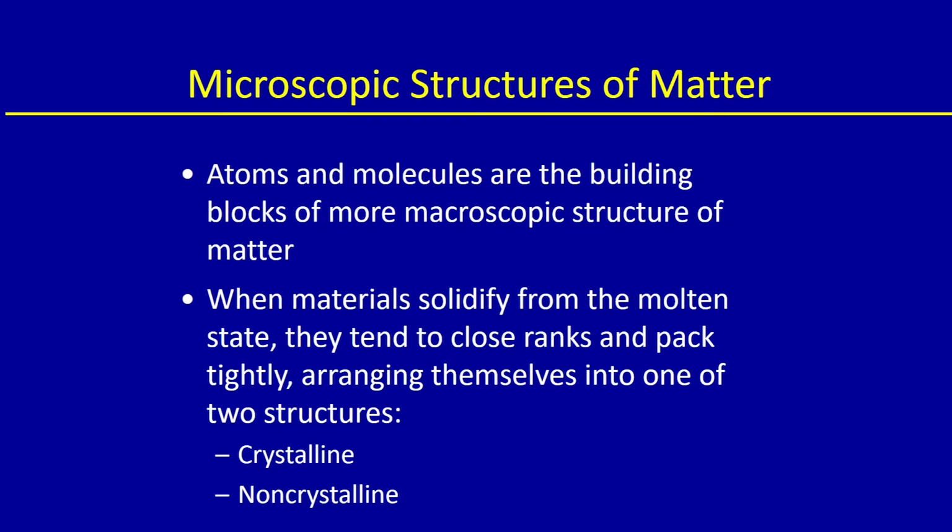So, we will go deep into the microscopic structure. We already know that atoms and molecules are the building blocks of the microscopic structure of matter. So, when any material solidifies from a molten state or liquid stage, the atoms tend to close ranks and pack tightly, or rather they arrange in specific arrangements. Based on these arrangements we can have two types of structures, called crystalline and non-crystalline. Crystalline is the opposite of non-crystalline. So, we talk about how the atoms arrange in that way.